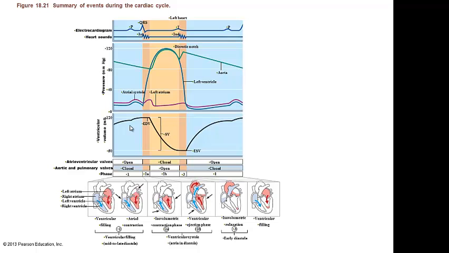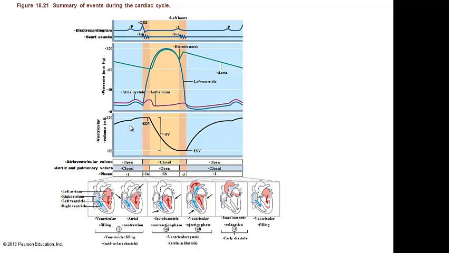P, Q, R, S, T. Ventricles and atria contract and relax. That's one full cardiac cycle. So one heartbeat, basically, where you're going to hear the two heart sounds, lub, dub.